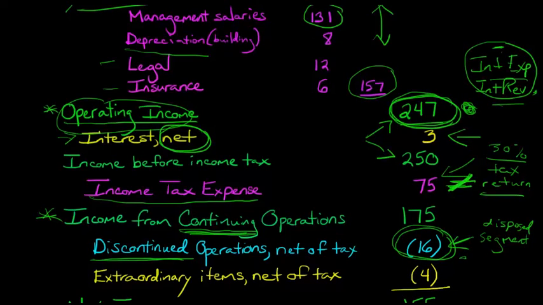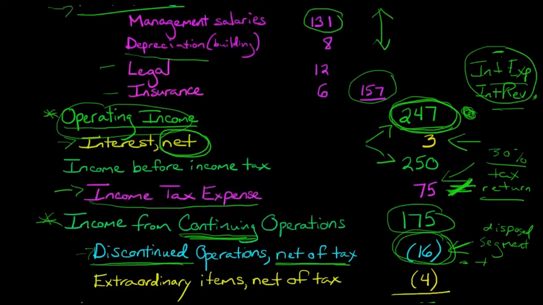This could be positive, it could be negative. In this case, we're going to present it net of tax because we've already done the tax expense here. So we're just going to present this net of tax and say that it's a loss of 16. We're just going to deduct that from this 175 of continuing operations, and this is going to be discontinued.